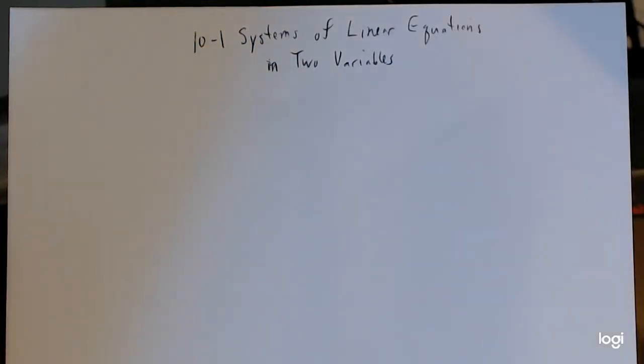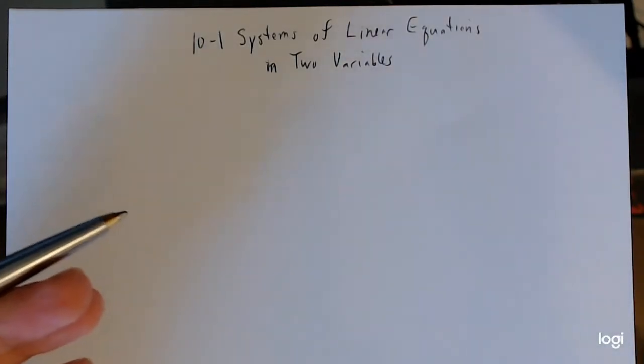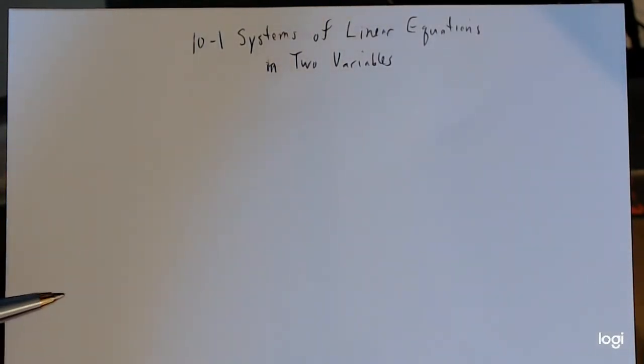Hi everyone. So today we're going to talk about systems of linear equations in two variables. Before we actually get into how we would solve systems of equations with two variables, we first want to define what they are, and then we'll talk about the various ways that we can solve them.